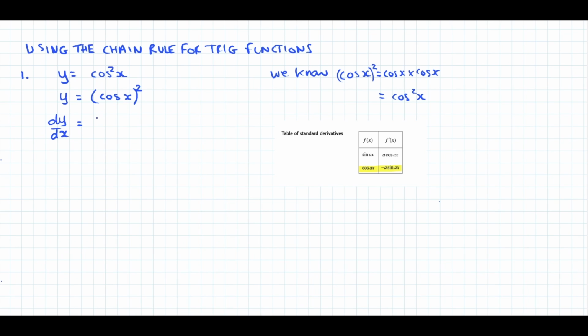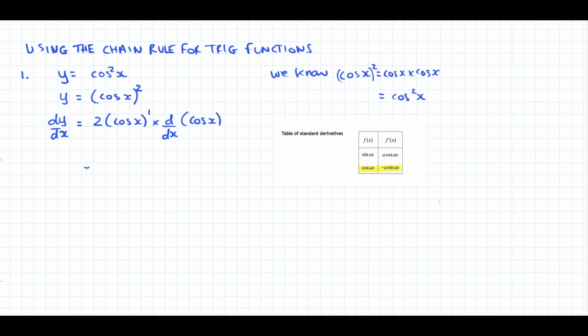We would differentiate the outer function, 2 times whatever you have inside the bracket to the power of 1. And then we would differentiate what we have inside the bracket, so d by dx of cos x. Now you know that differentiating cos x is negative sine x, but you're actually given this in the table of standard derivatives in your formula sheet. So differentiating cos ax is negative a sine ax. A here we could think of as 1.